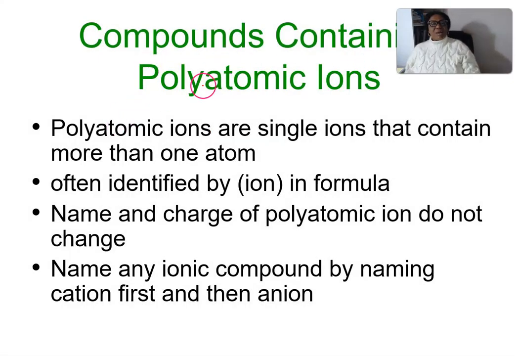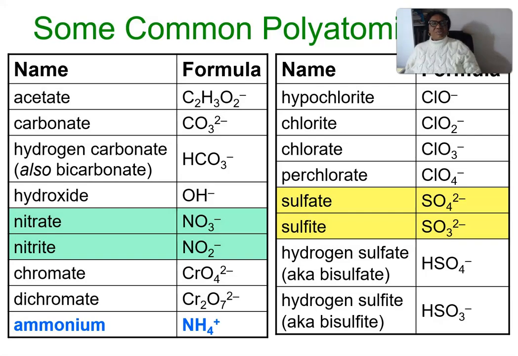So I want to look at compounds containing polyatomic ions. Polyatomic ions are single ions that contain more than one atom, often identified by "ion" in the formula. Name and charge of polyatomic ions do not change. Name any ionic compound by naming the cation first, then the anion. So we are going to look at some polyatomic ions and their names. So you see this chart, please, you need to know them.